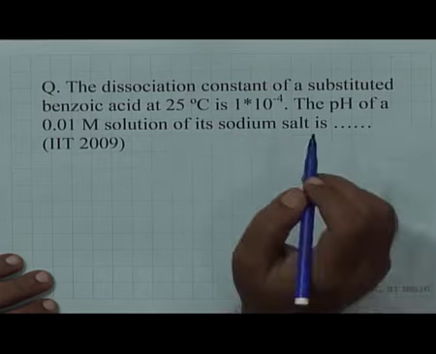First thing you have to decide whether salt is of a strong acid and weak base or weak base and a strong acid. Salt can be between a strong acid and a strong base, which we have already discussed, and salt can be between weak acid and weak base.